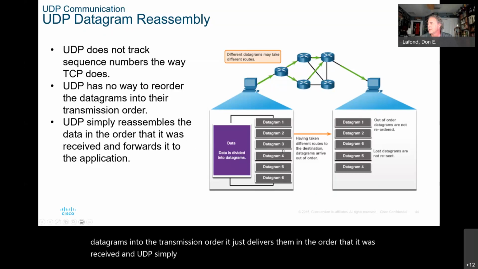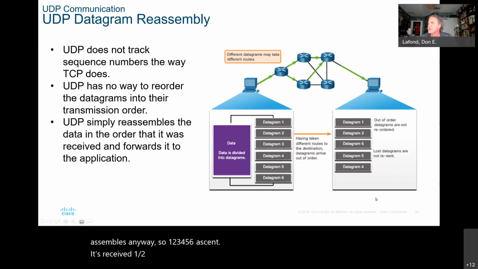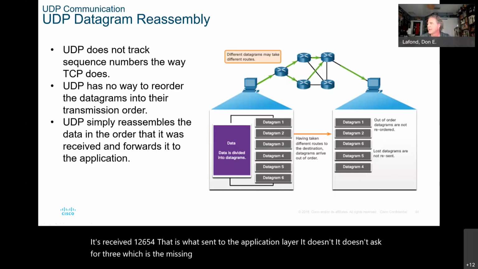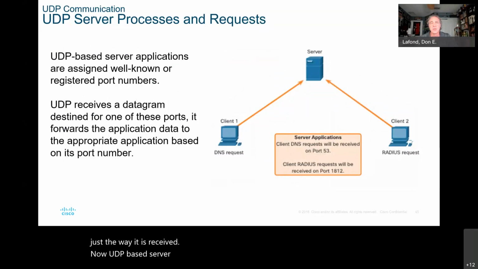Anyway, so 1, 2, 3, 4, 5, 6 is sent. It's received 1, 2, 6, 5, 4. That is what's sent to the application layer. It doesn't ask for 3, which is the missing packet. It doesn't reassemble it. It just sends them just the way they are received. Now, UDP-based server applications are assigned well-known or registered port numbers.